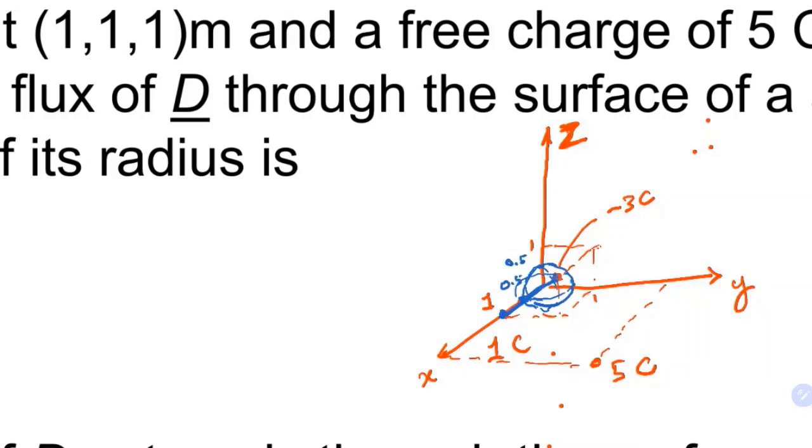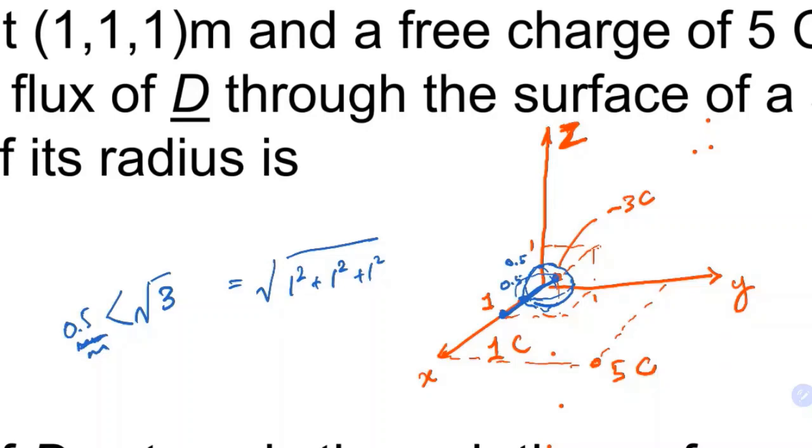This charge, you have 1, 1, 1. So the distance from the origin will be 1 squared plus 1 squared plus 1 squared, so there will be square root 3. Obviously, that is bigger than 0.5 meter. And that is also not inside my sphere. This is obviously not inside my sphere.